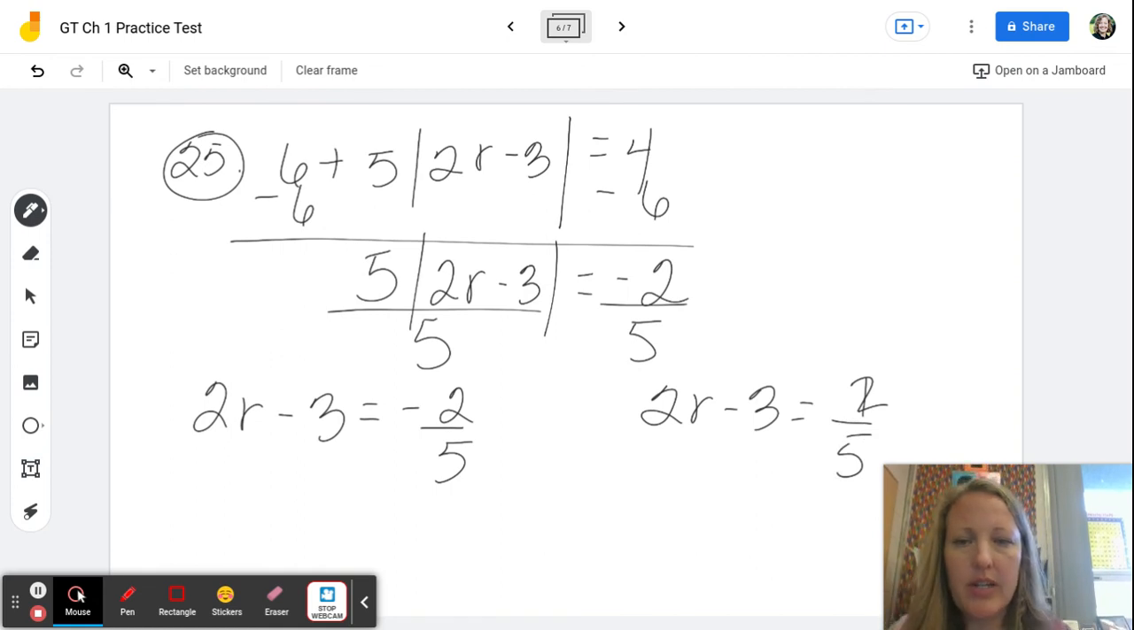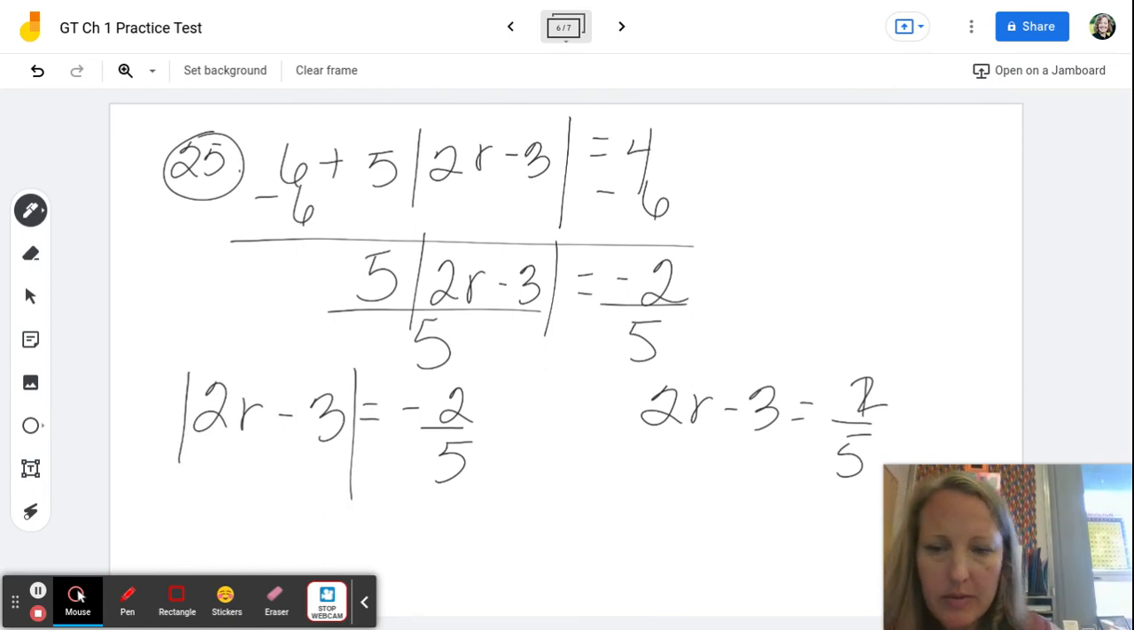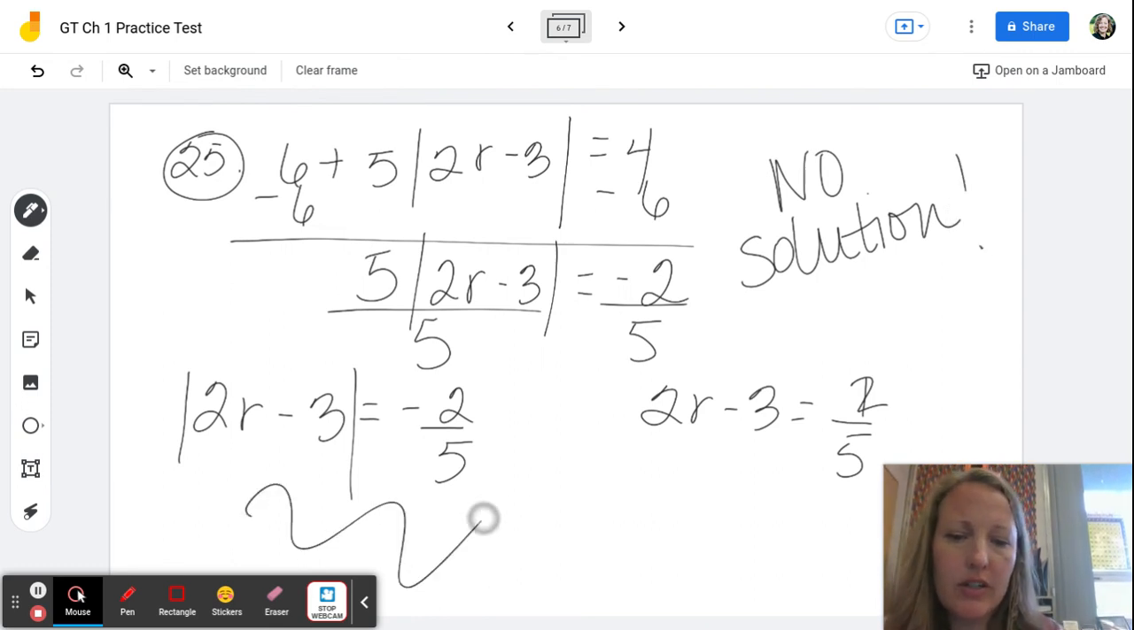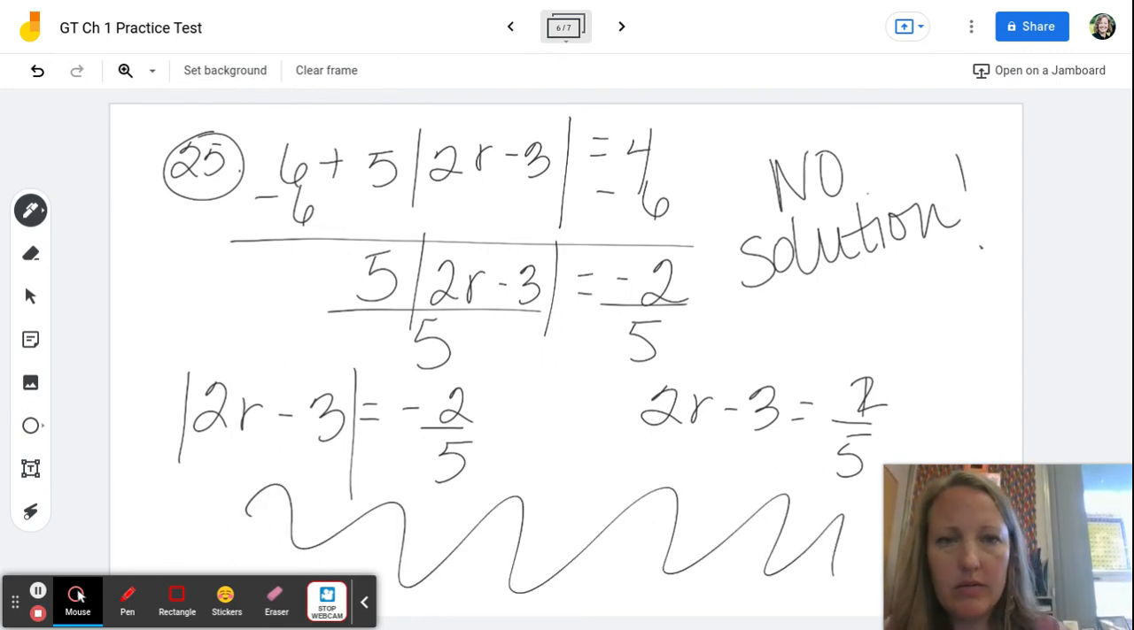Now here's where you stop yourself and you go back and you say, wait a minute, this right here said the absolute value of something is a negative. So immediately right there you stop and you say no solution, right? Because you can't have the absolute value of something being a negative. So you don't even have to go through any of this. Okay, move on.